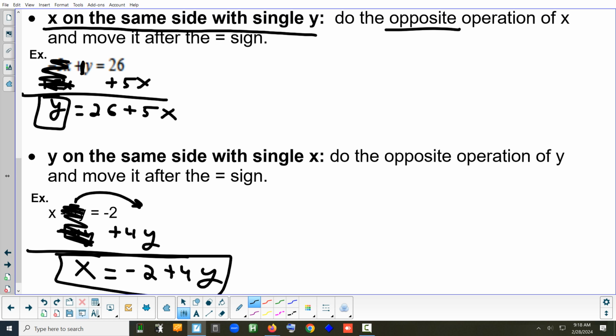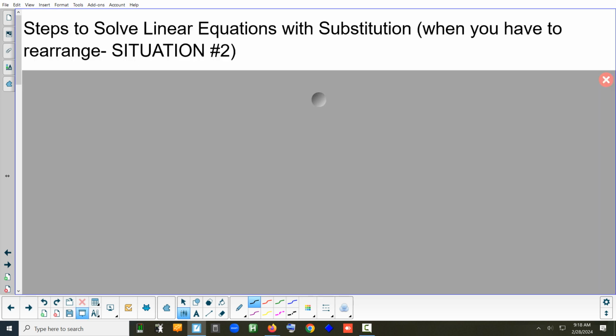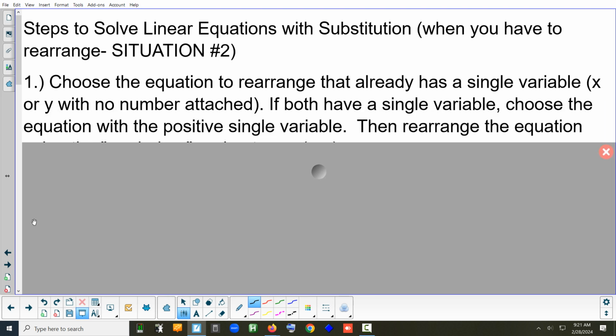All right, so now let's try to put it all together and do this step with the substitution step we learned yesterday. All right, so this will be situation number 2. So the first thing you have to decide, and you're going to put this on line 1. That's why I gave you guys a lot of lines there. You have to pick which equation you want to rearrange. You don't have to rearrange both. You only have to rearrange one of them.